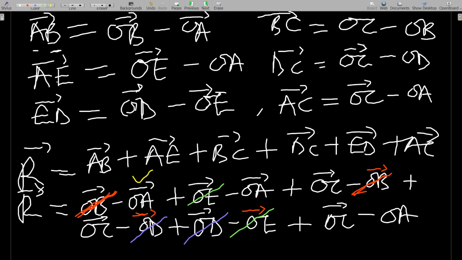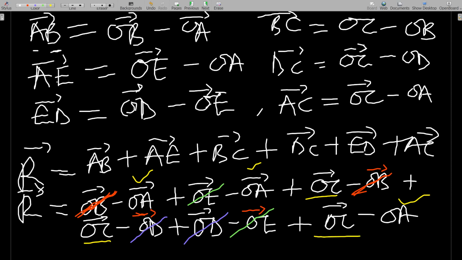We have one minus OA here, another minus OA here, and another minus OA. So we have minus 3 OA. Sorry, I was saying OE but it is supposed to be OA. Then for the C, we have one positive OC here, another positive OC, and another positive OC.